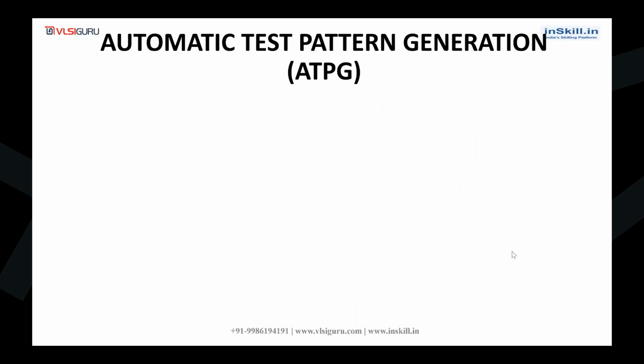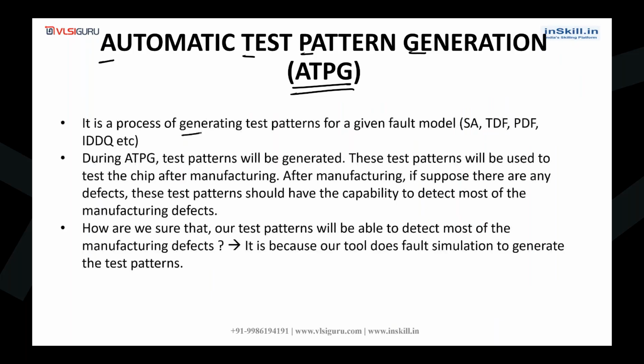And next one is ATPG. The full form of ATPG is automatic test pattern generation. It is a process of generating test patterns for a given fault model like stuck-at, TDF, PDF, IDDQ. There will be various fault models. So during ATPG, test patterns will be generated. These test patterns will be used to test the chip after manufacturing, as we already discussed in our earlier slides.